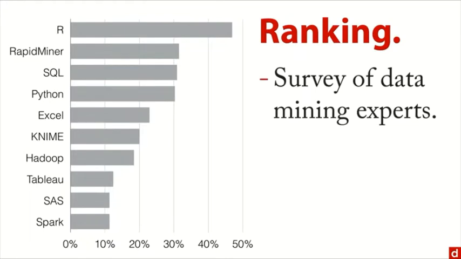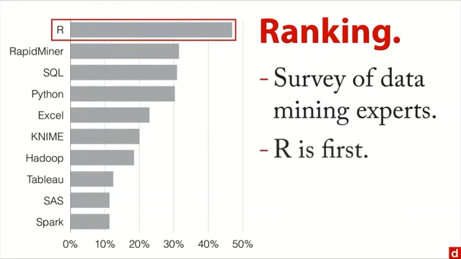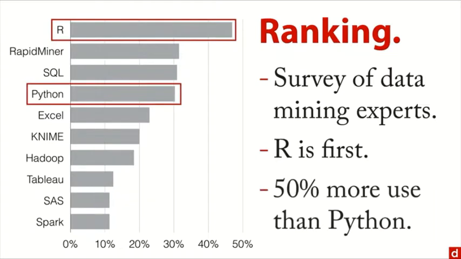This is a ranking from a survey of data mining experts on the software that they use most often in their work. And take a look here at the top. R is first. In fact, it's 50% more than Python, which is another major tool in data science. And so both of them are important, but you can see why I personally am fond of R and why it's the one that I want to start with in introducing you to data science.